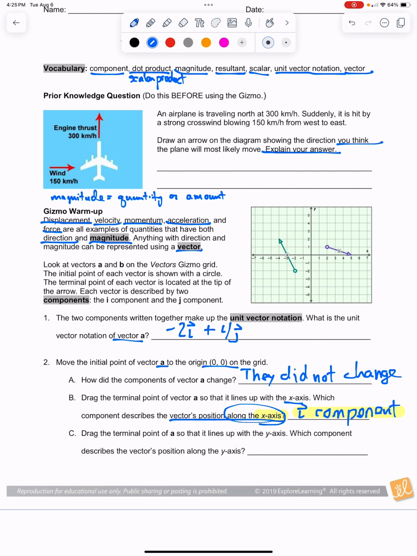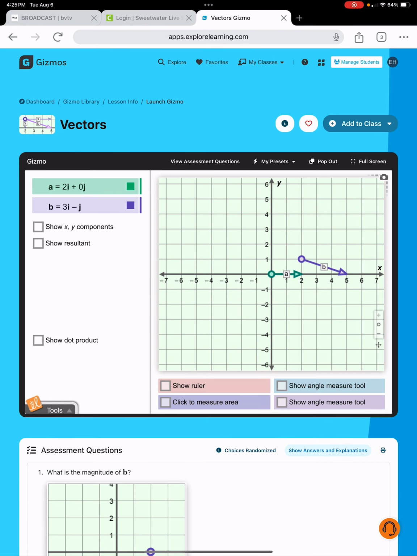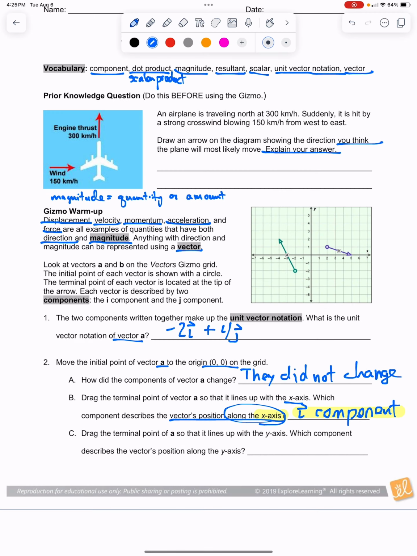Drag the terminal point of A so that it lines up with the y-axis. Which component describes the vector's position along the y-axis? So if I take the end of the arrow and I line it up like this, you can see if I put it at 3, it says 0i because I'm not going anywhere in the x direction, but I'm going 3 units up in the y direction. So the y component is going to be the j component. So the j component is going to be your y direction.